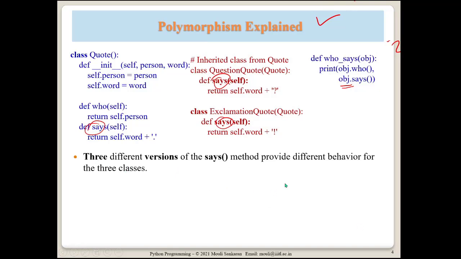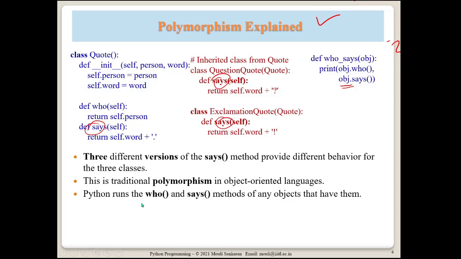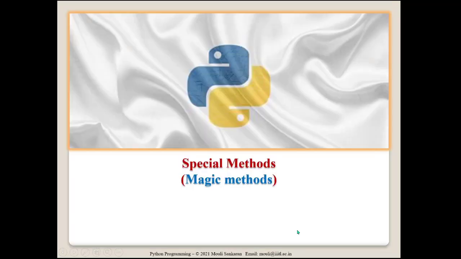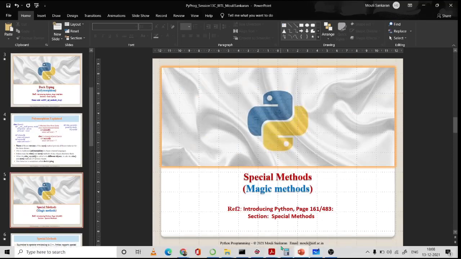Three different versions of the says method provide different behavior for the three classes. This is traditional polymorphism in object-oriented languages. In Python, we are calling the who and says methods of any objects that have them. I will correct this sentence. When the who says method is called with different objects, either one of these, then based on that, the corresponding says method is going to be called. I will show you this example anyway. That's called duck typing, another name for that. Maybe we'll see that example, and then we'll come back to what I want to cover in methods.